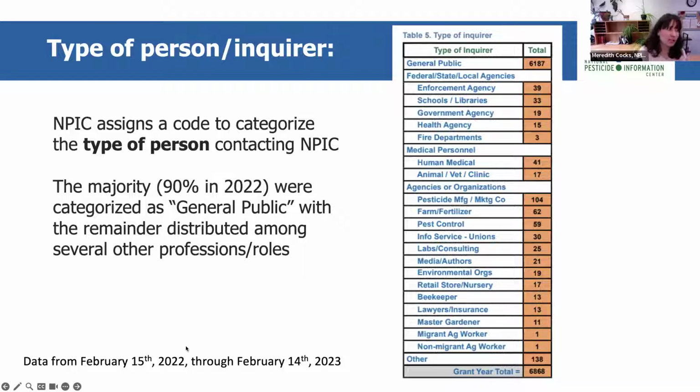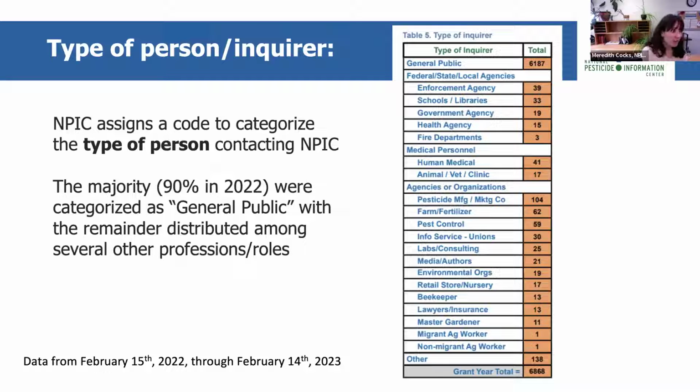So this chart represents a numeric count of the type of person, the type of inquirer who contacted NPIC in 2022. And so for the next few slides, I'm going to show a little bit of data, and this is all our 2022 data.